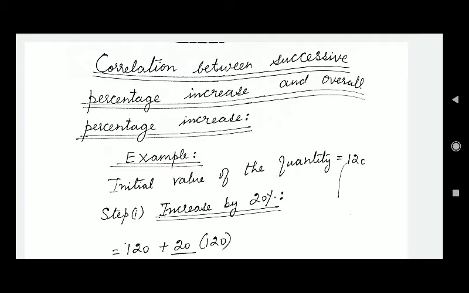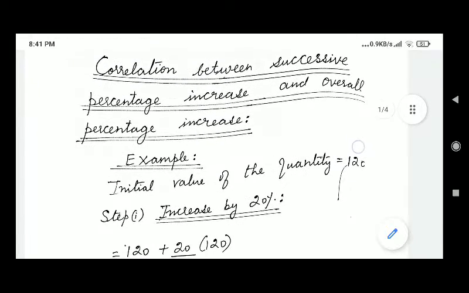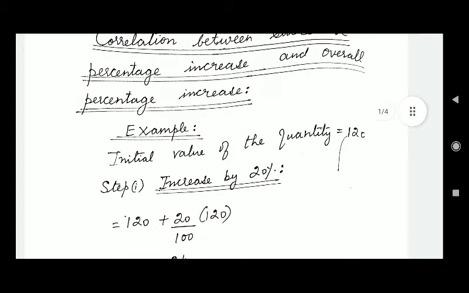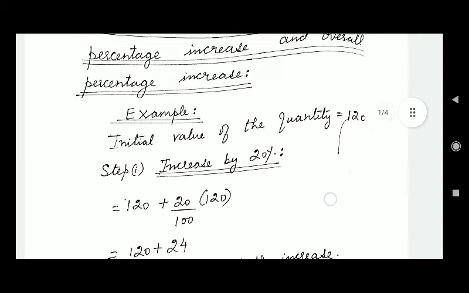Today we are going to deal with the topic of obtaining a correlation between successive percentage rises from a fixed quantity to that of a single percentage rise from the same fixed quantity. Let us start with an example. Let the initial value of the quantity be assumed to be 120.